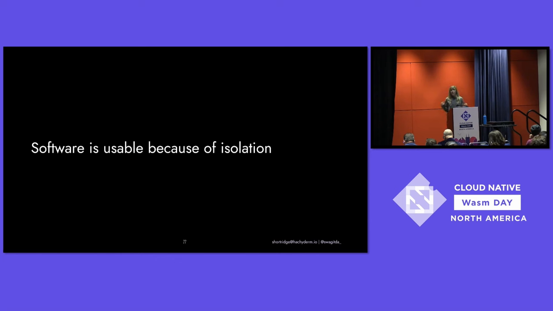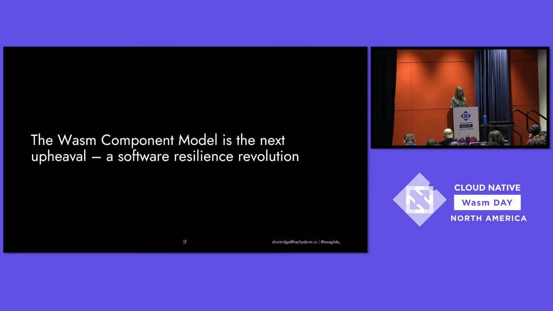Isolation is how we ensure our complex software systems thrive, to ensure that things can fail independently. And every new dimension of isolation in software, as I mentioned, is an upheaval. And I think the Wasm component model is this next upheaval. It's the next big milestone in this love affair with isolation. And it gets us closer than ever to the nested isolation that's so powerful in nature.